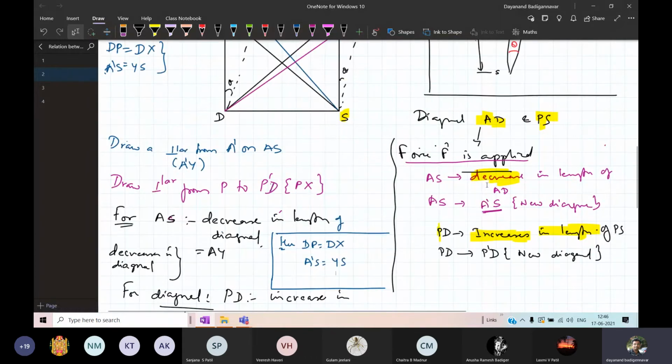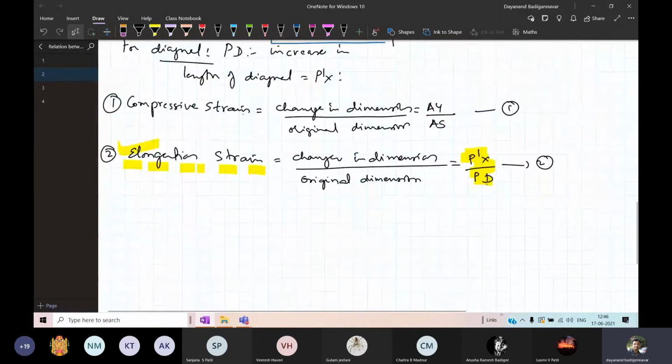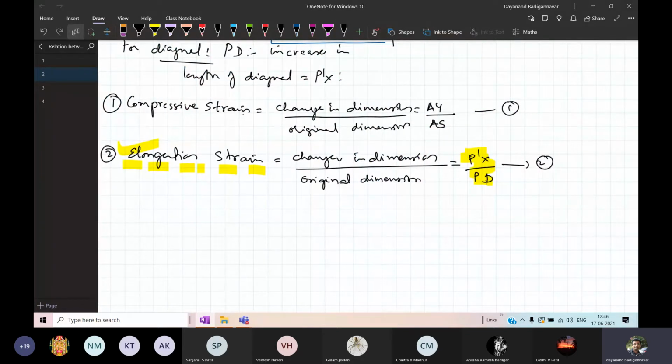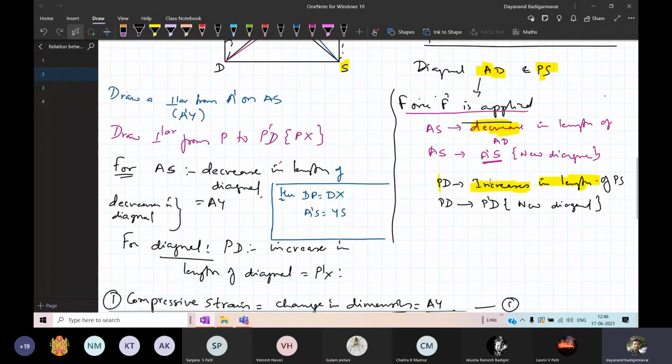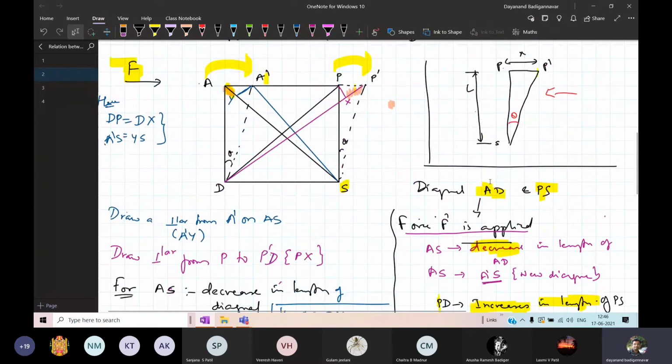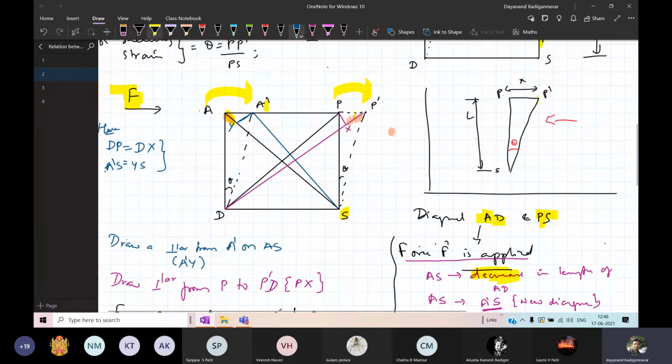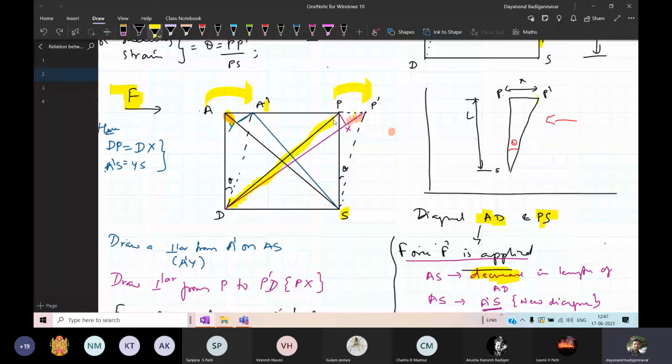Okay. Now we will evaluate the elongation strain. To evaluate the elongation strain, you have to find both A dash X and PD. This is PD. Look here. What is PD? PD is the diagonal. You can see here, this is the diagonal. So this I have to evaluate.